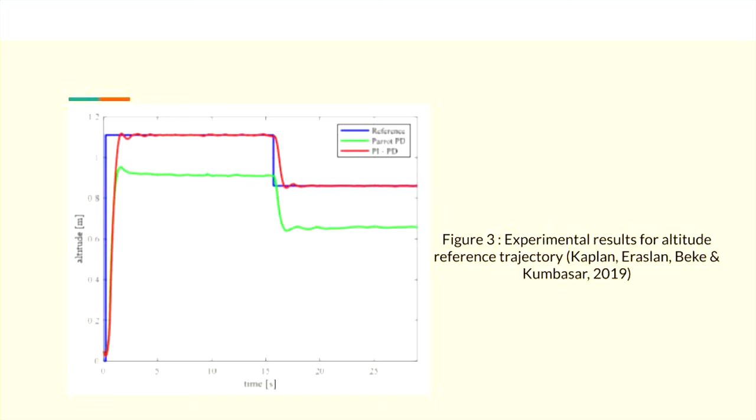Based on the results for the altitude control, it can be seen that the built-in Parrot PD controller is not stable and has significant steady-state error. When the PIPD controller is applied, the steady-state error is eliminated. In addition to that, the settling time is also enhanced without any overshoot.